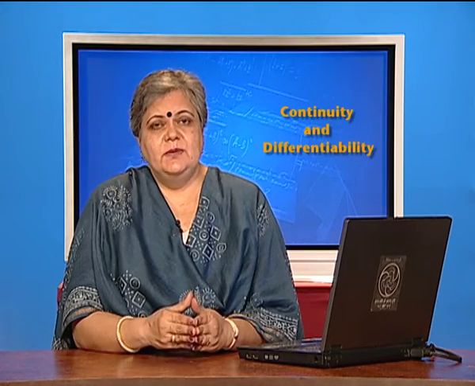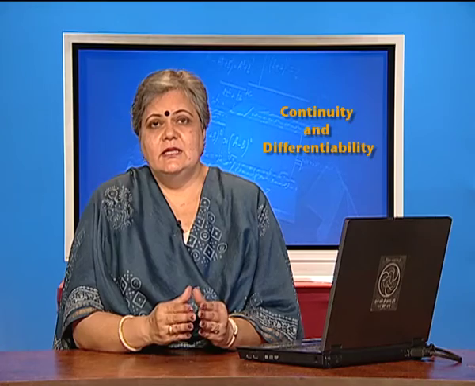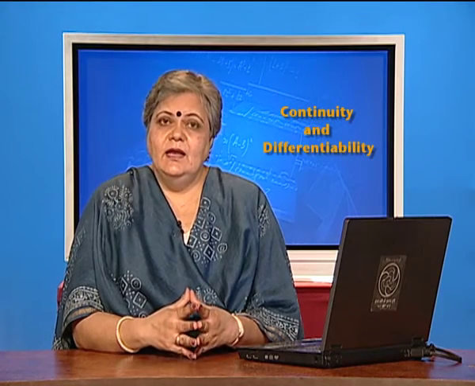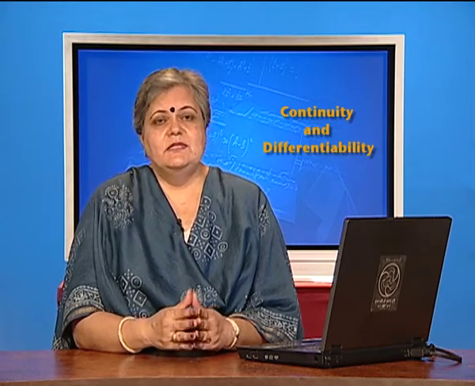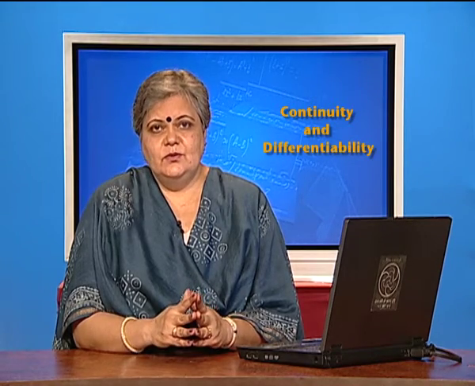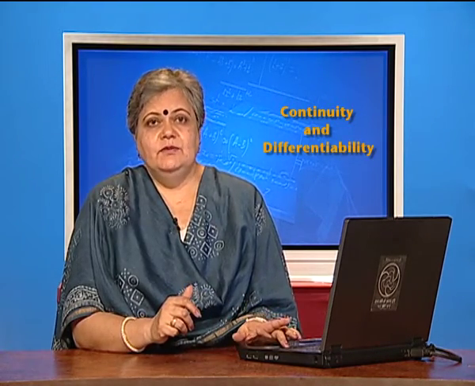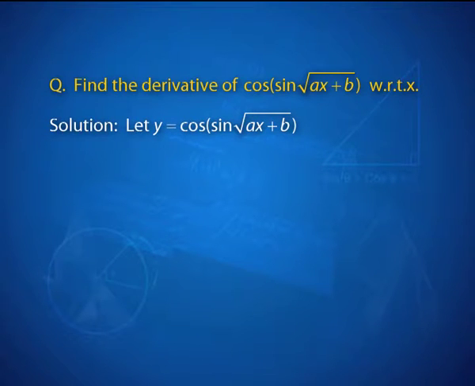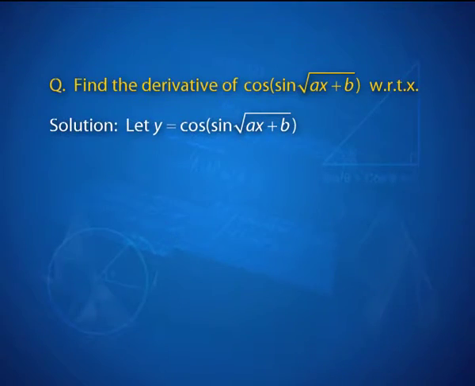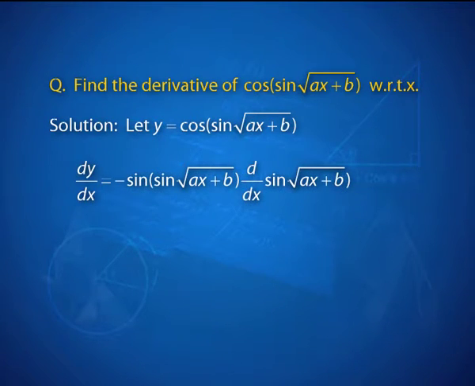First x changed to ax plus b, then the square root function comes in, then the sine function comes in and then the cosine. So, obviously, it is very well a case of chain rule. Let us see what we do if I start with y as cos of sine of root of ax plus b. Starting with the outer layer, that is of the cosine function, the derivative can be written as minus sine of root of ax plus b into the derivative of sine of root of ax plus b.